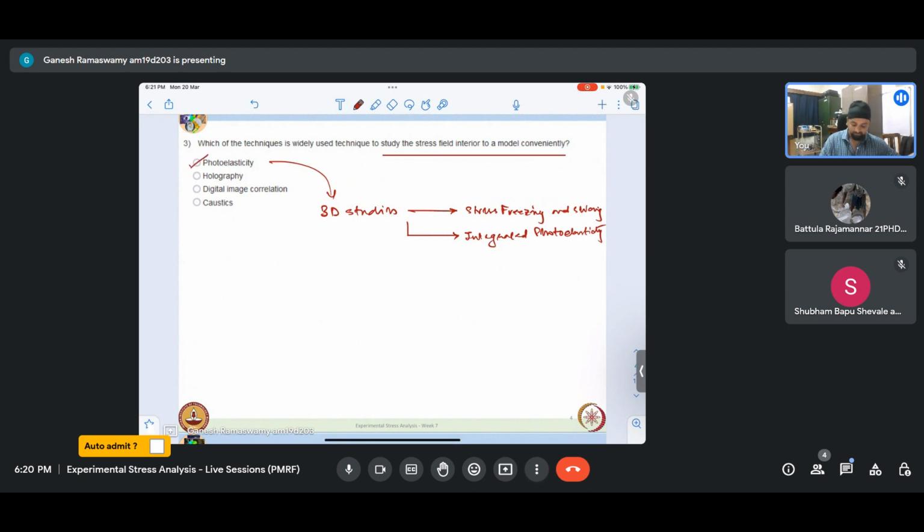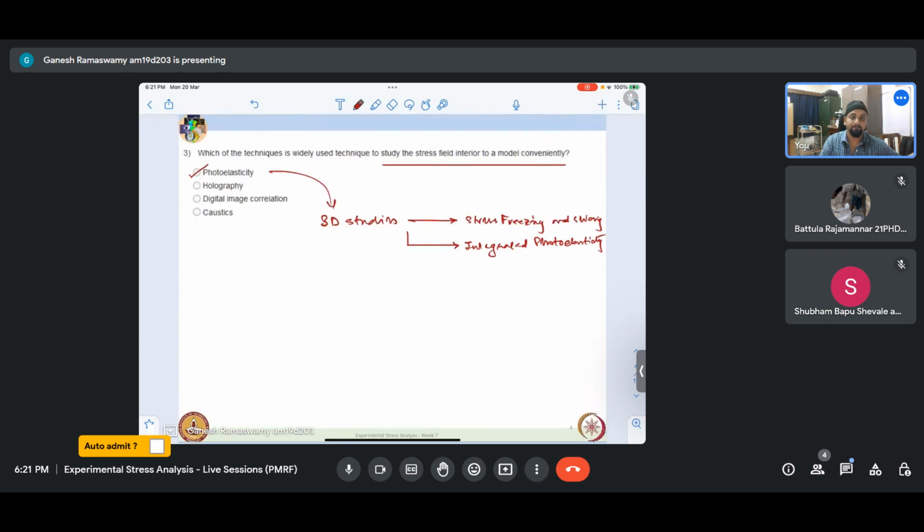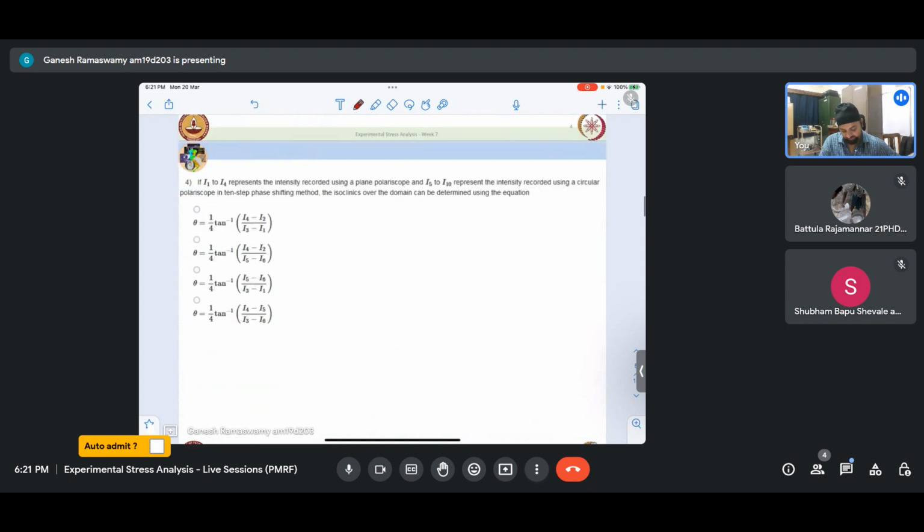Now in DIC, digital image correlation, presently there are techniques where you can do volumetric correlation, and there are studies which can even measure displacement interior to a model, but it's a maturing field as of now. I hope that this is clear. Are there any questions at this stage? Okay, I take it that it is clear. So let us move on to the next question.